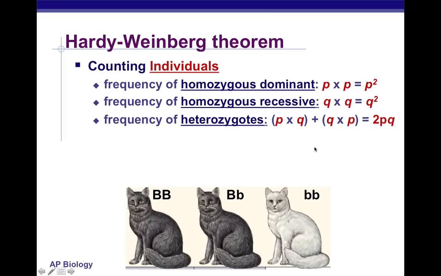Okay, so let's say hypothetically, my P frequency is 0.3. So 0.3 times 0.3 is 0.09. So that's 9% of my population is homozygous dominant. Which means if this is 0.3, this is 0.7. So 0.7 times 0.7 is 0.49. So 49% of the population is homozygous recessive.